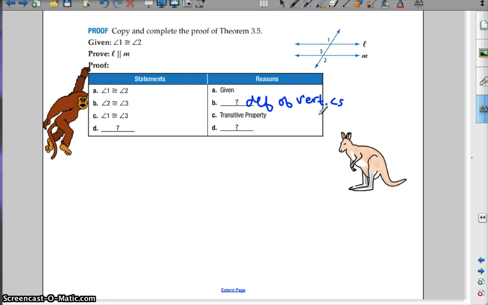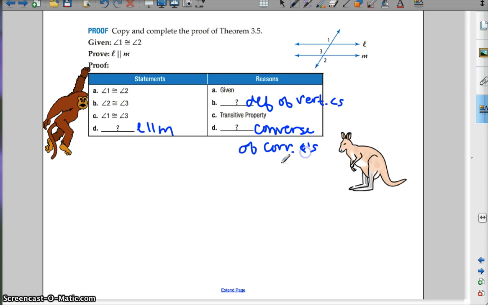Okay. Then we can say angle 1 is congruent to angle 3 because of the transitive property. So our last line has to be L is parallel to M. And why is that? Why can we say that? Because of the converse of corresponding angles. And make sure you write all of that out, converse of corresponding angles.